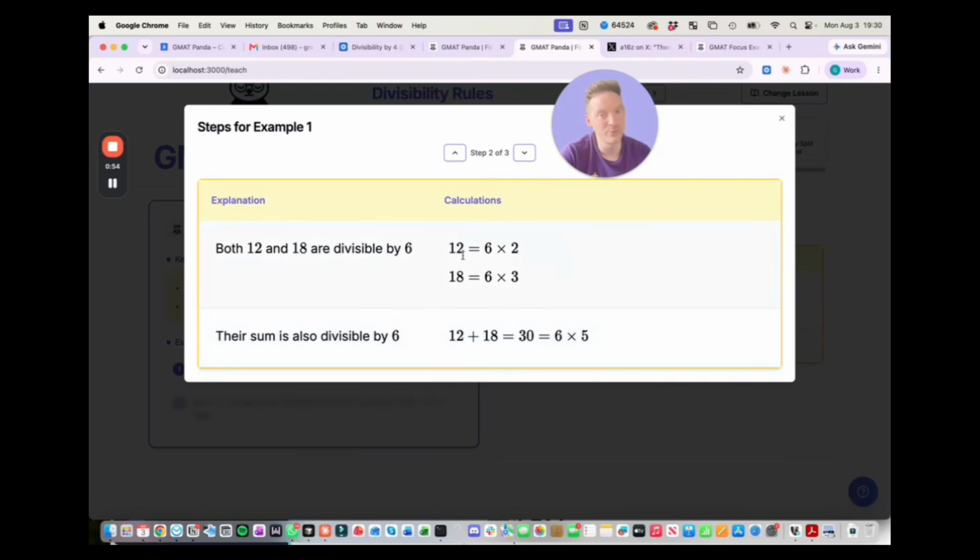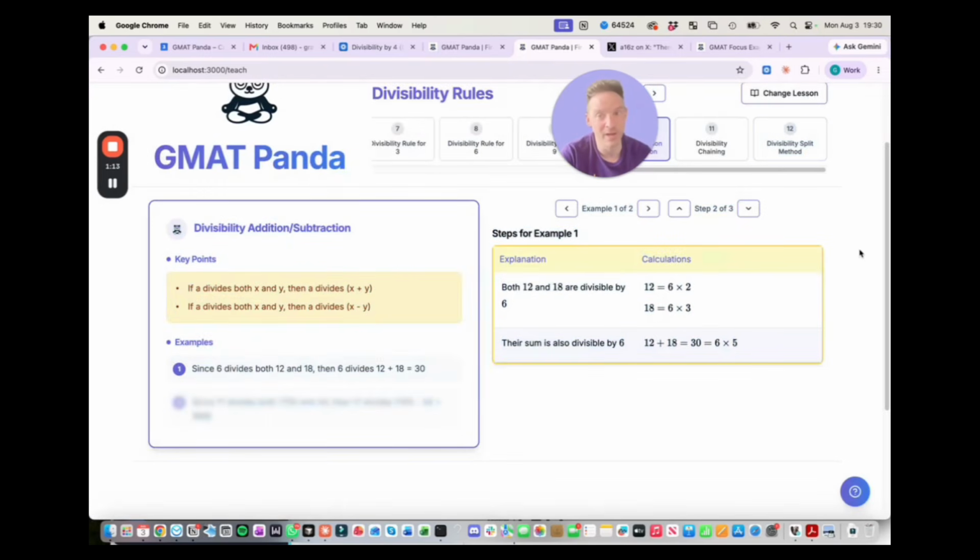Now, this also works for subtraction. So if we do 18 minus 12, we get 6, and that number will be divisible by 6. And of course it is, because it is 6, right? Now, you're probably wondering, why is this useful? I already know, Graham, that 30, for example, is divisible by 6, right? Because I can just write it as 6 times 5, or I know it from my times tables.